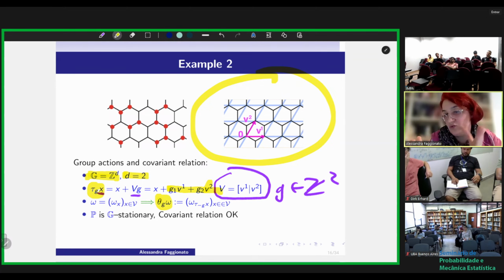You have to suitably translate these 0-1 numbers that you associate to the vertices. And then you have that indeed your probability is stationary for the action theta g, and the covariant relation is satisfied by the random measure I described before, okay?